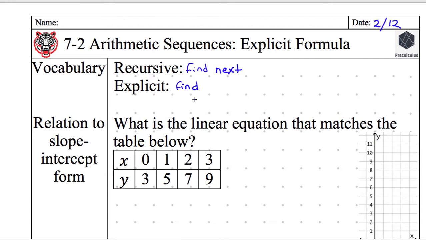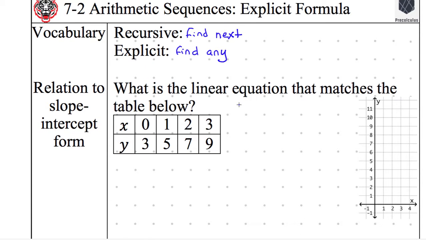The main point here is you can only go one by one. If you want to write that down in the notes too, you can. You only go one by one. You can't jump to value 100. Today, we're going to jump to value 100 without going one by one by one by one. So explicit means find what? Any, exactly. Find any value. That means you can jump right to 100.